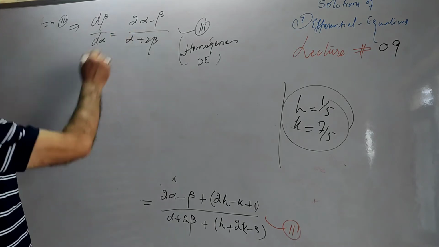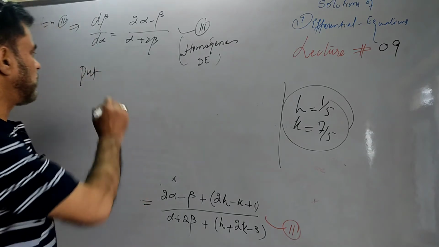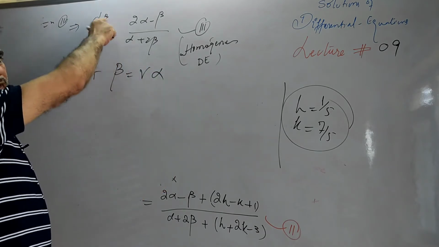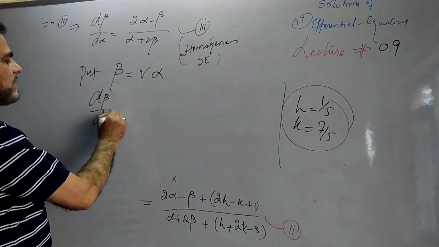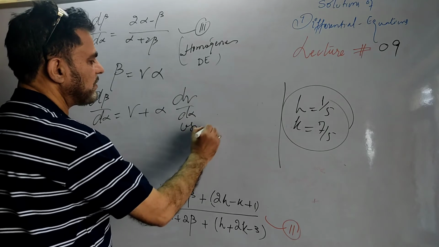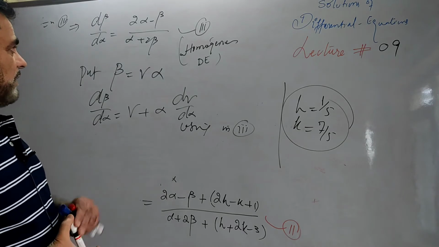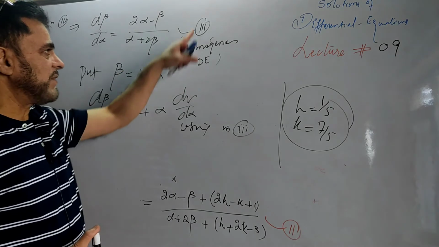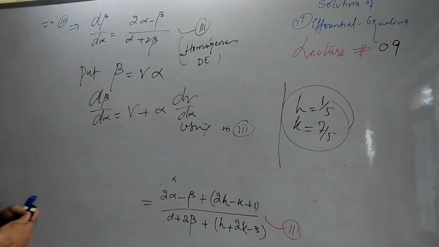Well, for this the method is, we put y is equal to Vx. Here you put beta is equal to V alpha. Your y is beta and x is now alpha. This gives you d beta by d alpha is V plus alpha dV by d alpha. Using this in the third equation, now I have already told you that when it becomes homogeneous, we make this substitution, and then the equation number third will be in a position where we can separate the variables.